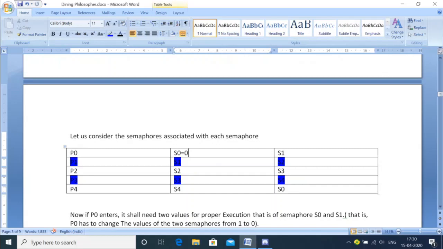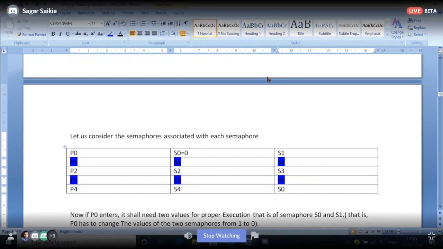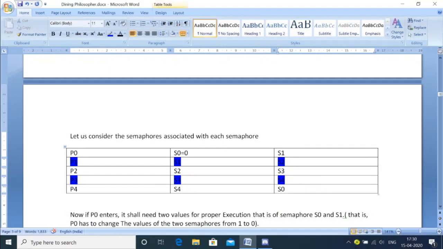Because for every fork, once a semaphore is attached. Similarly, if suppose I have P0, I have to change the semaphore value of fork F1. What is the semaphore associated with that fork? S1. So I have to change this one to 0. The moment this is changed to 0, that means both the forks F0 and F1 are being taken by who? P0. Is it clear?